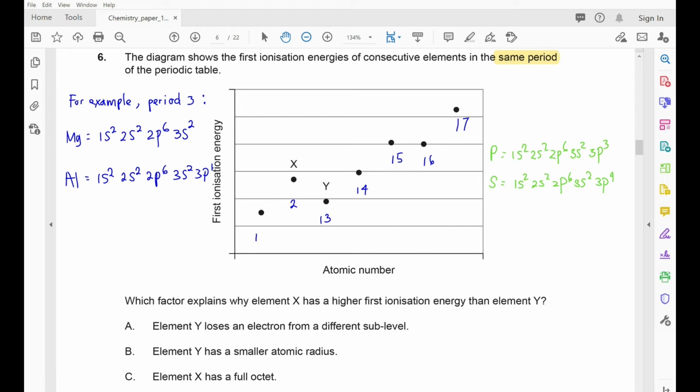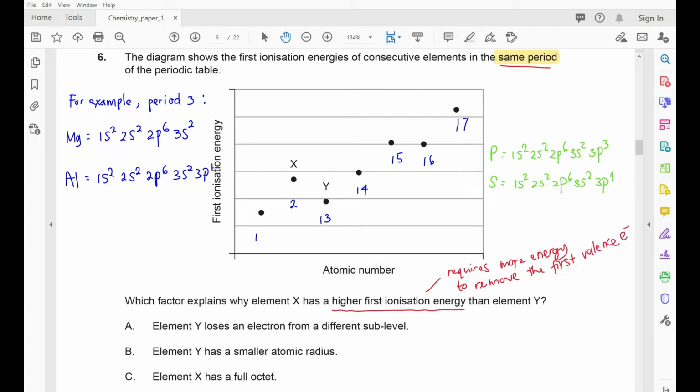Number 6. The diagram shows the first ionization energy of consecutive elements in the same period of the periodic table. Which factor explains why element X has a higher first ionization energy than element Y? Higher first ionization energy means it requires more energy to remove the first valence electron.